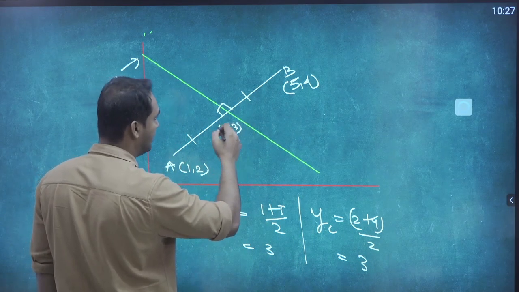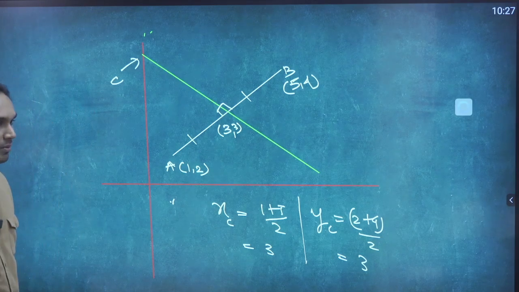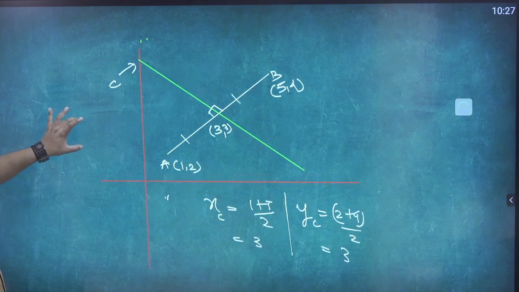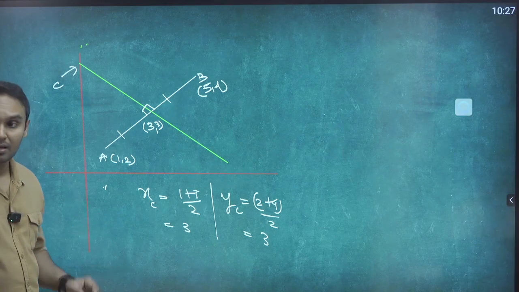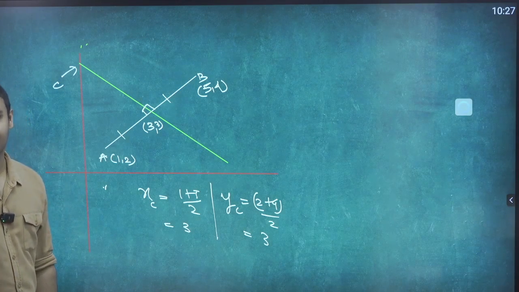Now this is 3 and 3. Now we have one point of the graph. Now what do you have to do? You have to have the gradient. So how do you find the gradient?